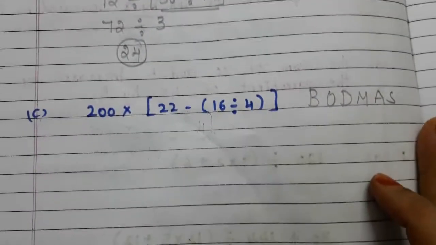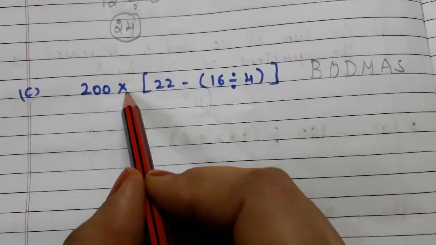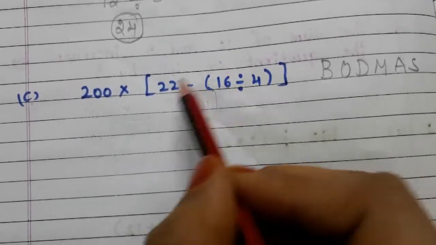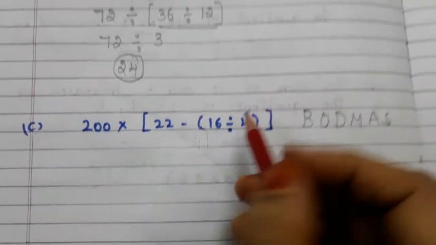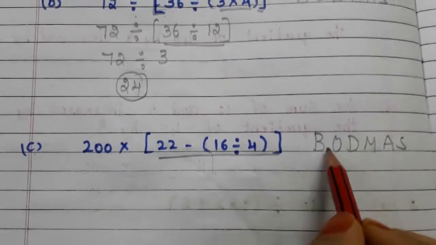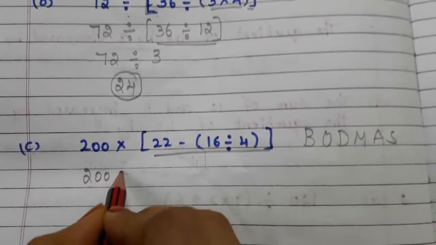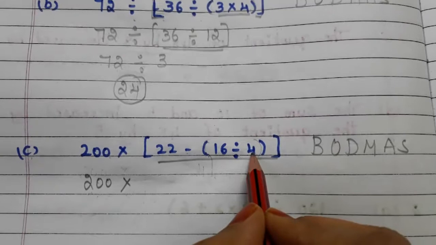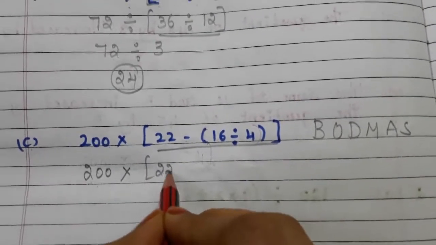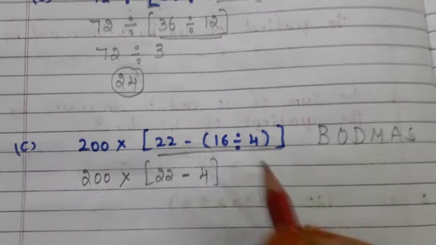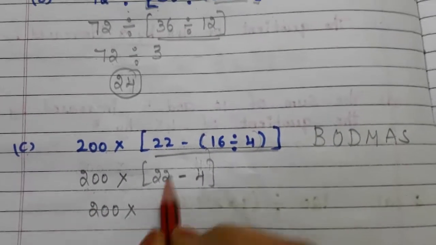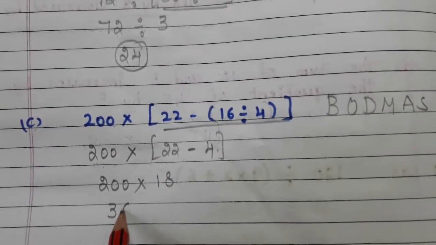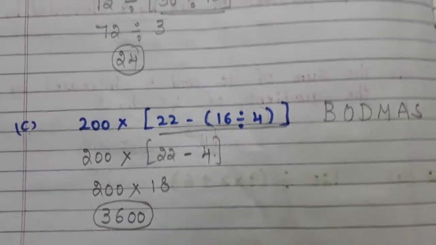Okay, let us go to last bit. Here we have 200 into 22 minus 16 divided by 4, which is in parenthesis, and this whole expression is in square brackets. Okay, now we have to solve this. Why? Because in BODMAS brackets comes first. 200 into, again in this we have parenthesis. So first we have to solve this. 16 divided by 4 is how much? 4. Okay, 22 minus 4 is 18. 200 into 18 is how much? 3600. So the answer is 3600.